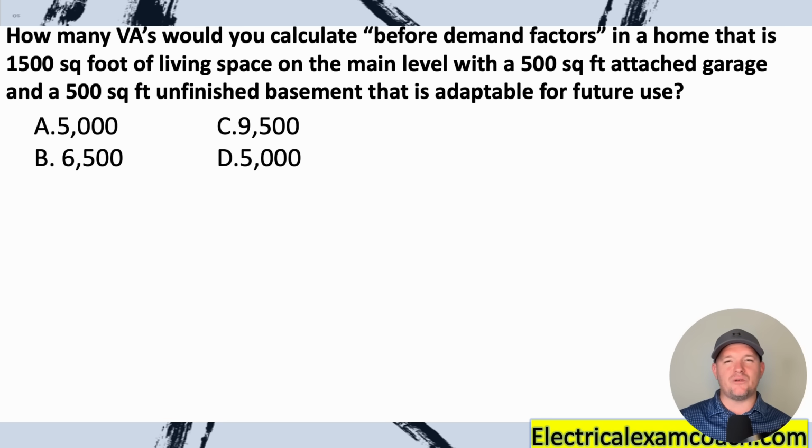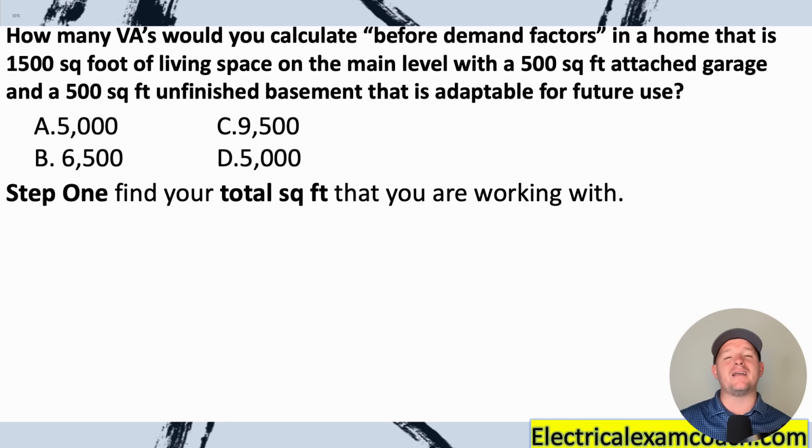How many VAs would you calculate before demand factors? And I'll teach you what a demand factor is here in just a little bit. In a home that is 1,500 square foot of living space on the main level, with a 500 square foot attached garage and a 500 square foot unfinished basement that is adaptable for future use.